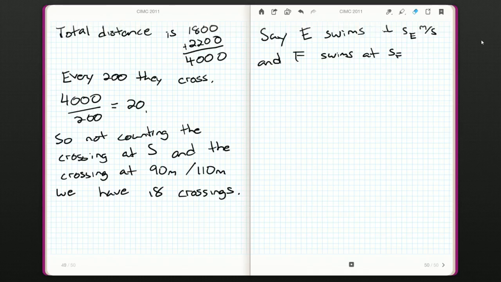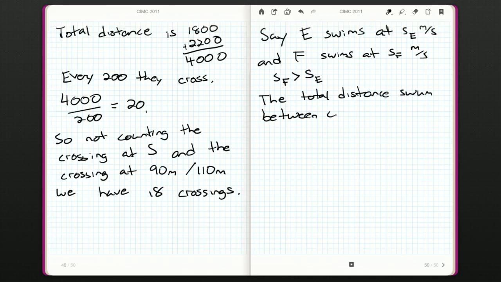We'll just clean up our notes here. Not that that particularly matters, but between any two crossings, we know from our theory of crossing, it's going to be 200 meters. So the total distance swum between these two fellows, between any two crossings, is 200 meters.